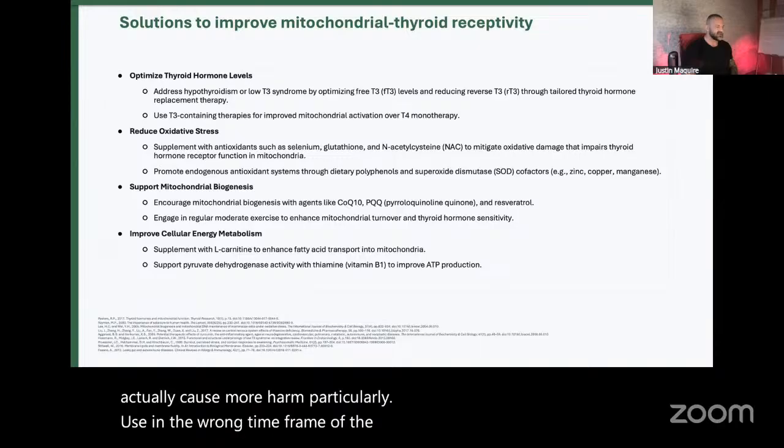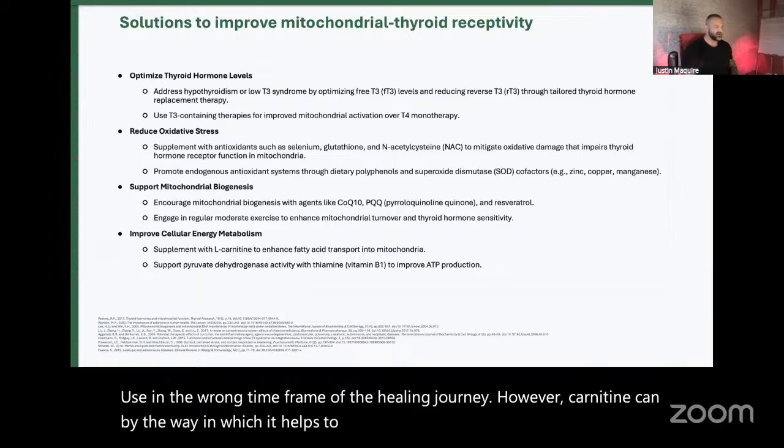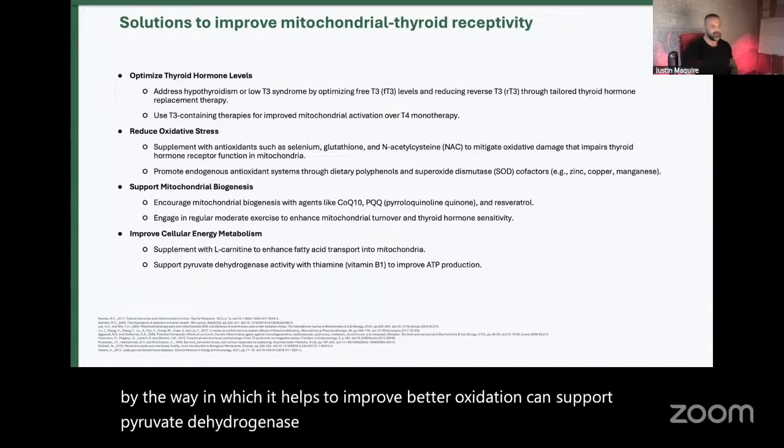However, carnitine, by the way in which it helps to improve beta oxidation, can support pyruvate dehydrogenase activity alongside its use of thiamine to improve ATP production.